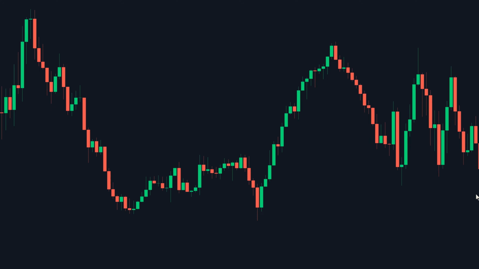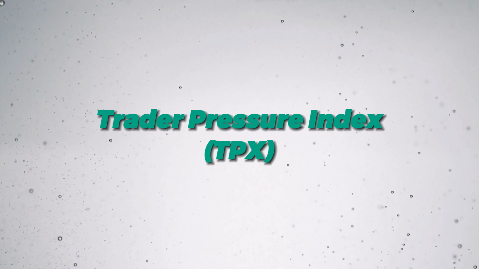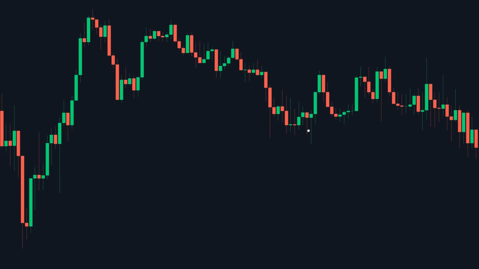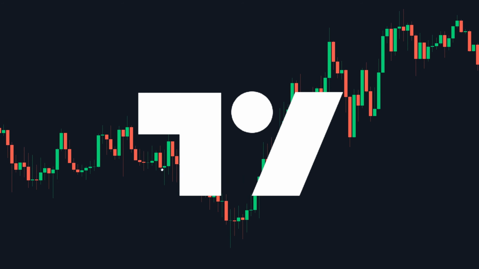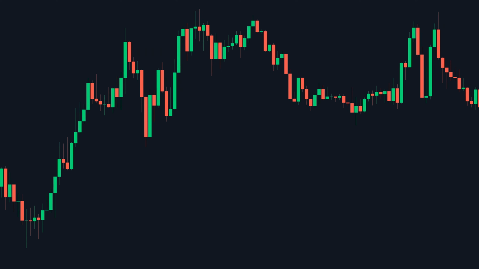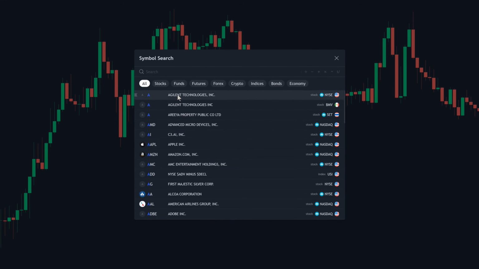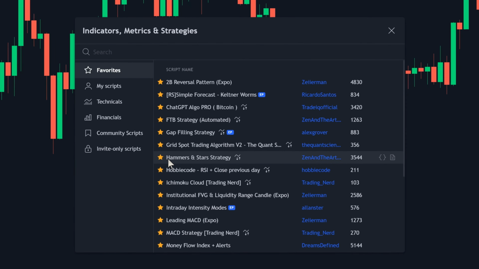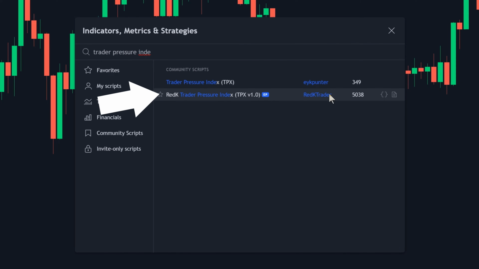Let's get into it. So, the indicator that we're talking about is called Trader Pressure Index, or TPX for short. To add it to your chart, you first of all want to go to TradingView. If you need to sign up, link for that will be in the video description. Next, open any trading security that you like in any time frame. Then click on Indicators, then type in Trader Pressure Index and select this one by Red K Trader.